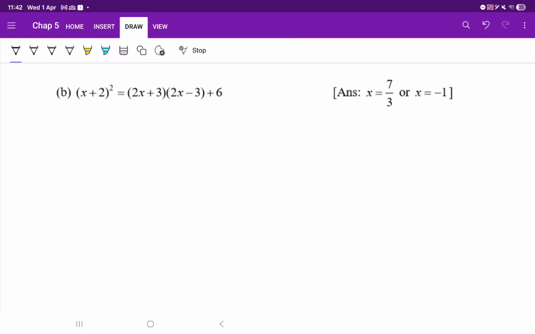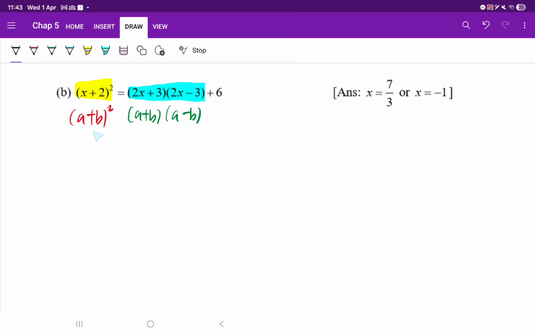B. Part B. Not everyone is able to do this, so let's start. This is an identity, a plus b squared. This is also an identity, a plus b, a minus b. Okay, so use your identities to help you.